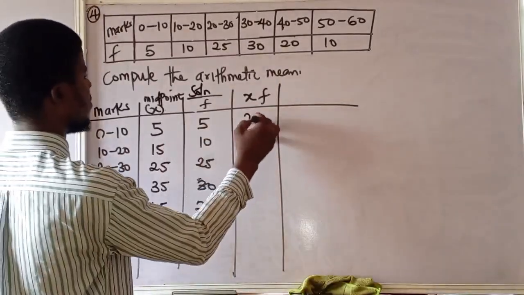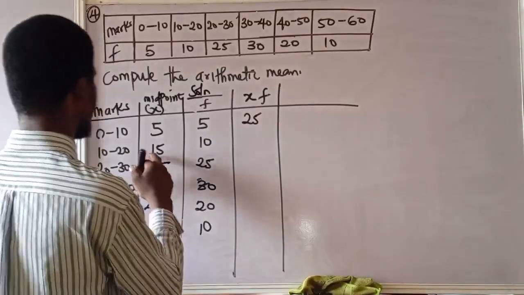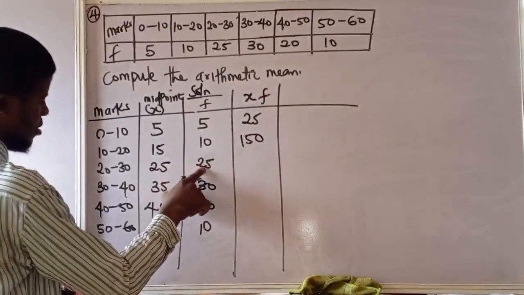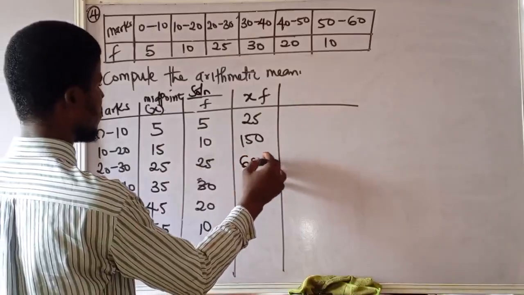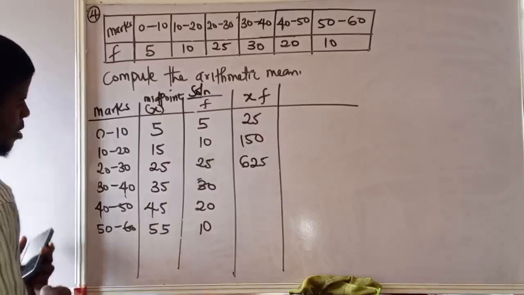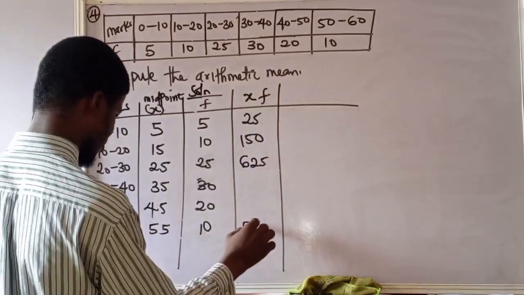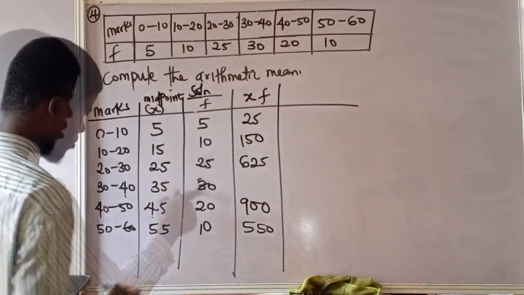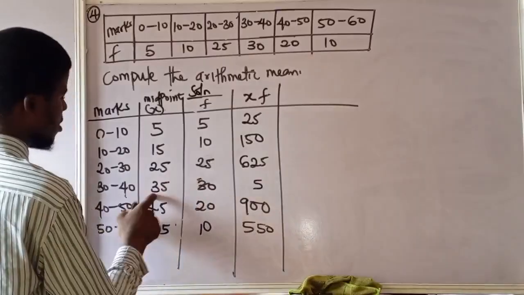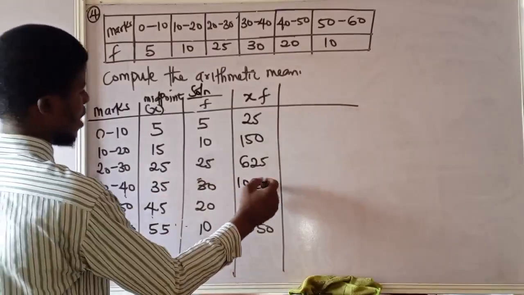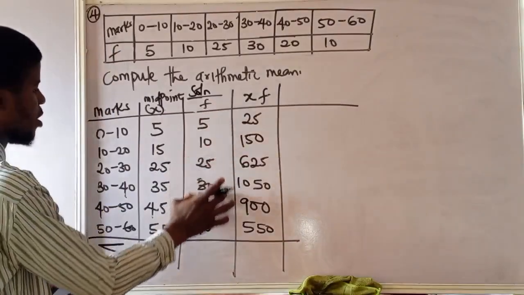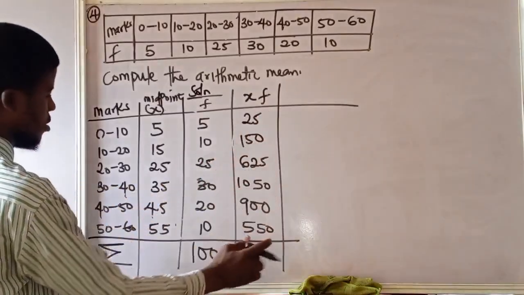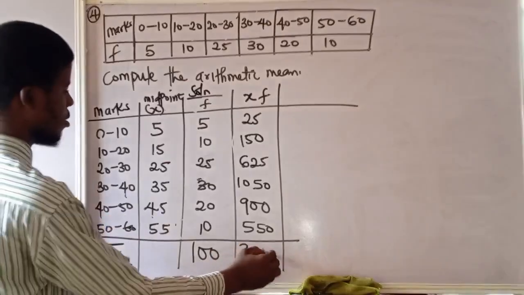5 times 5 is 25. Okay. 15 times 10, that's 150. 25 times 25, that's 625. Okay. This will give me 550. Let's deal with it. This is 900. 3 times 5 is 15, take away 1. 3 times 3 is 9 plus that one is 10. 1050. Yes. The summation of all the numbers in this frequency column is 100. And the summation of all numbers here is 3,300.